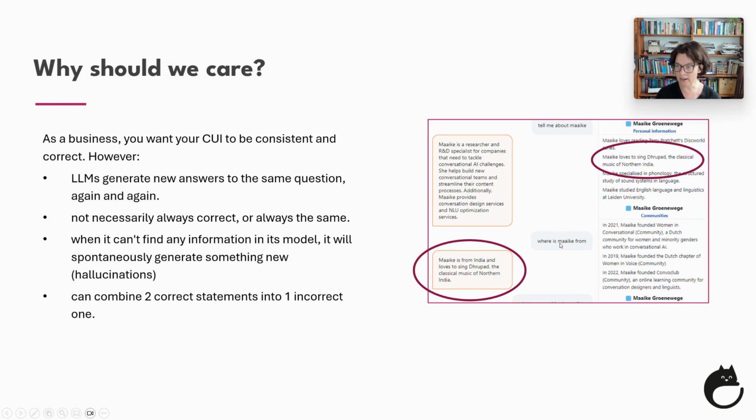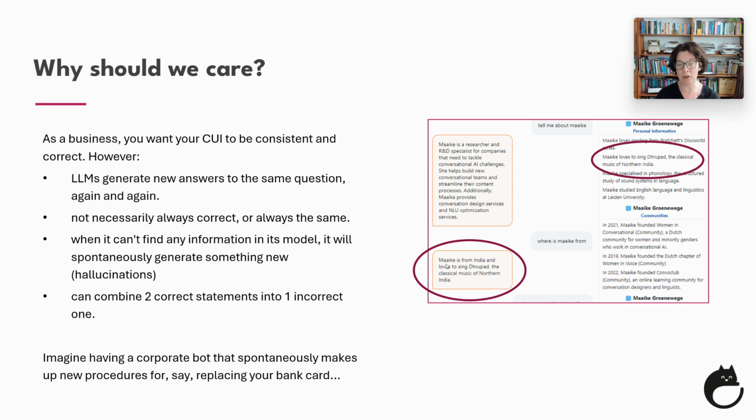And when I ask, where is Mike from? It actually says, well, somewhere further down, I actually mentioned that I'm from Hilversum, the Netherlands. But here, the large language model somehow puts me in India. So Mike is from India, loves to sing Drupad, the classical music of northern India. That's not true. Yes, I love singing that music, but I'm definitely not from India, right?